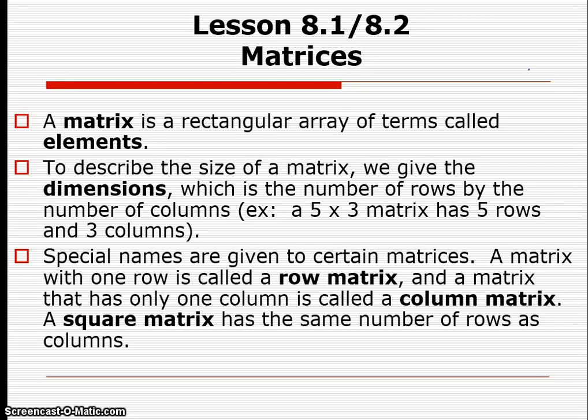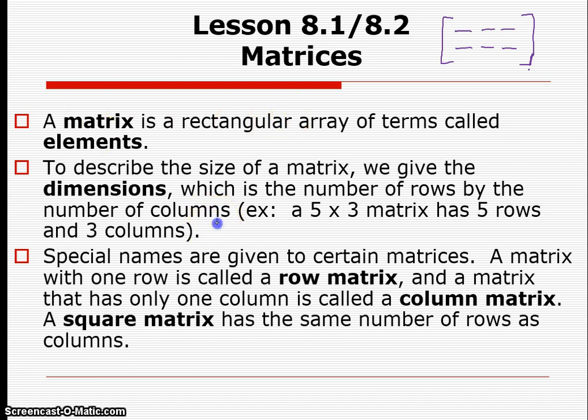Okay, chapter 8 is all about matrices, and a matrix is basically a rectangular array of terms called elements. And it looks like this. You have your brackets, and then inside there you have different numbers or letters, your elements. To describe the size of a matrix, we give its dimensions, which is your number of rows by your columns.